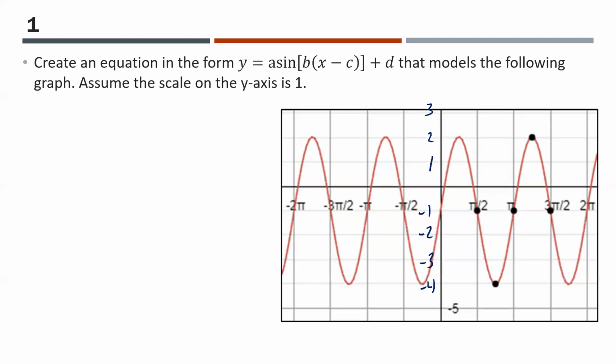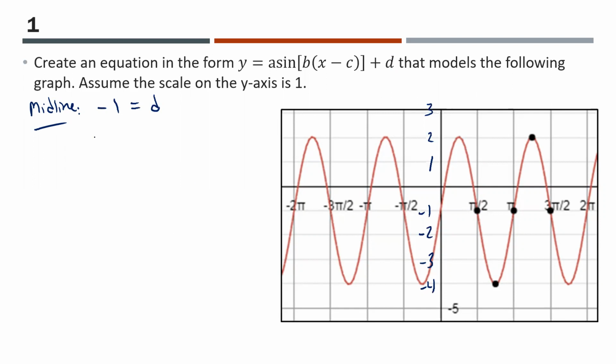How I like going about these questions is first I like to figure out my midline. Now your midline forms the D part of your formula here, so it would be this piece right here. And how I find the midline is I take the average of the maximum and the minimum. Well, the maximum here is 2, the minimum is -4, so 2 plus -4 is -2, and then you take that and divide it by 2, so that gives us a midline of -1. So -1 is our D value here.